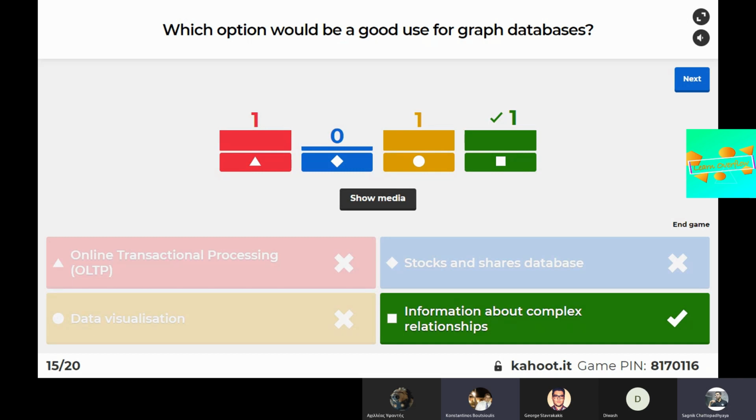All right. So, talking about good uses for databases, which option would be a good use for a graph database? For graph databases, the first option, OLTP, online transactional processing, is for relational databases because we can break relational databases into smaller databases and later join them to make faster transactions. For online transactions, we don't need all the information that is there in the database.